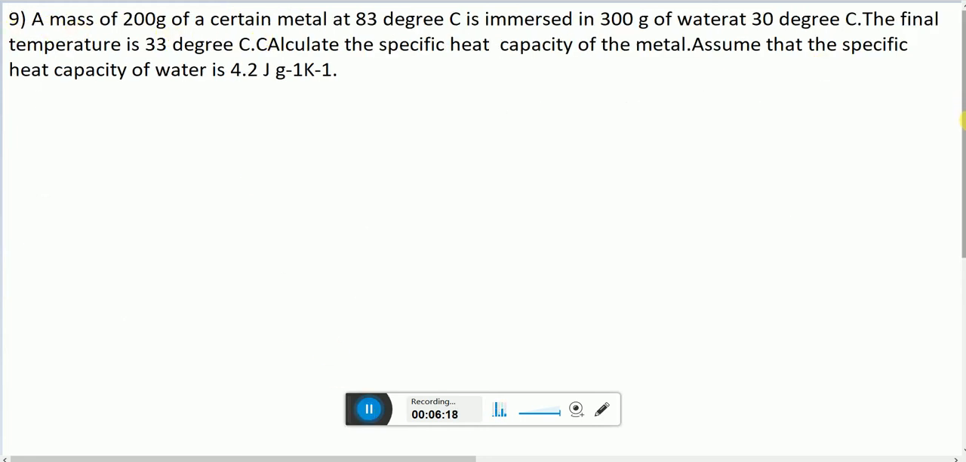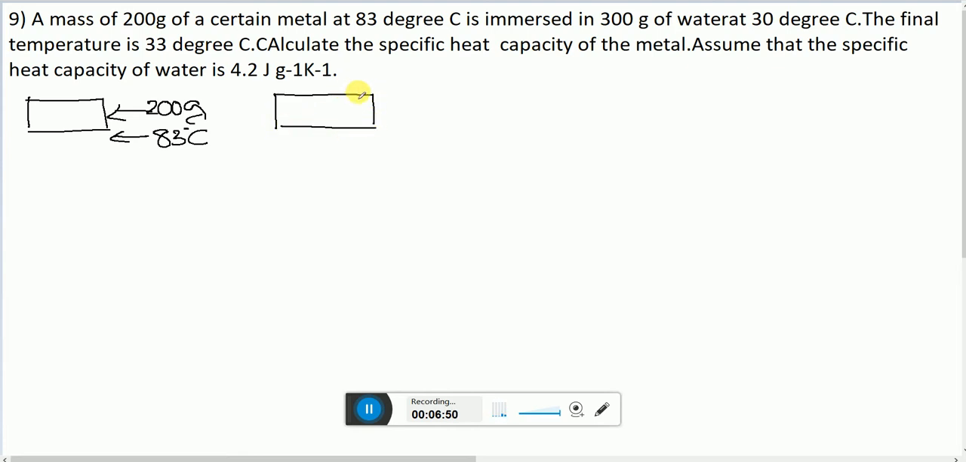In this case, a mass of 200 gram of a certain metal at 83 degrees centigrade is immersed in 300 gram of water at 30 degrees centigrade. So let's assume, for our understanding purpose, this is a metal whose mass is 200 grams, which is at a temperature of 83 degrees centigrade. And it is immersed in water whose mass is given as 300 grams and which is at a temperature of 30 degrees centigrade.